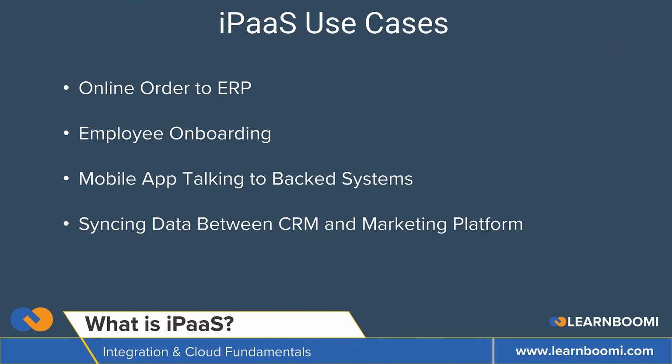Now let's look at some practical examples so you can clearly understand where iPaaS is used in real life. First is the online order to ERP. Imagine a customer places an order on an online store like Shopify. That order needs to reach multiple systems inside the company. The order should go into the ERP system like SAP for billing and inventory update. The customer details should go into the CRM system like Salesforce, and the warehouse should get the notification to prepare the shipment. Without the iPaaS, all of this would be manual, slow and error prone. With an iPaaS like Boomi, the entire flow can be automated. The moment an order comes in, all systems are updated instantly and all the business processes are triggered.